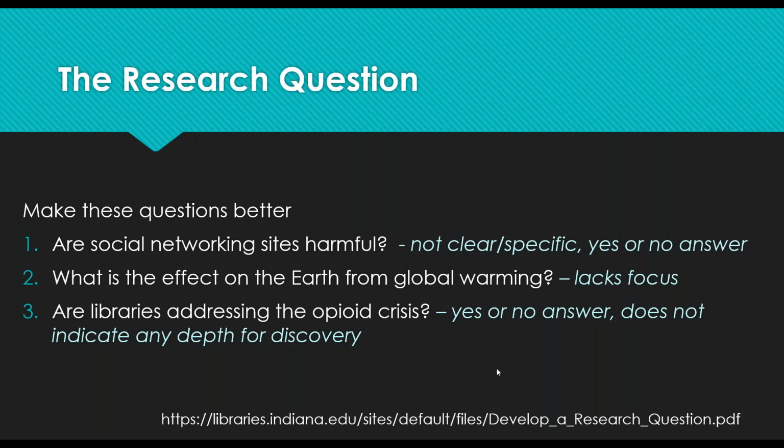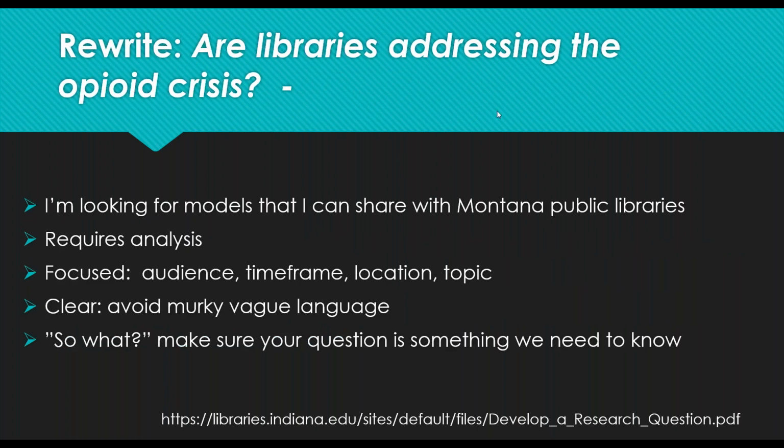So let's take that last question. We've already talked about it a little bit, but let's rewrite it together. Are libraries addressing the opioid crisis? Throw out that question and let's look for a better statement. Keep in mind the context of why I might be developing research around this topic. Let's say I'm looking for models that I can share with my Montana public libraries who might be dealing with this issue.